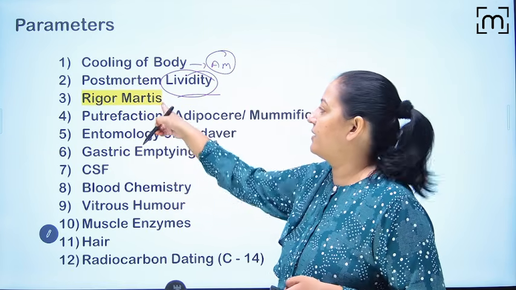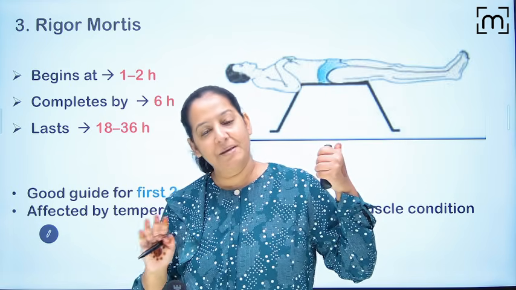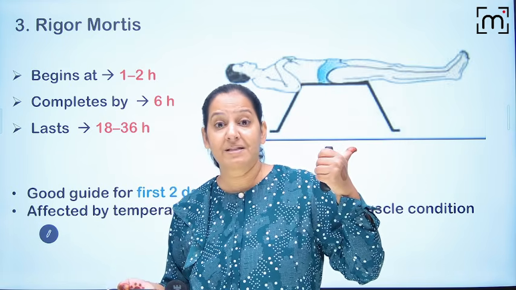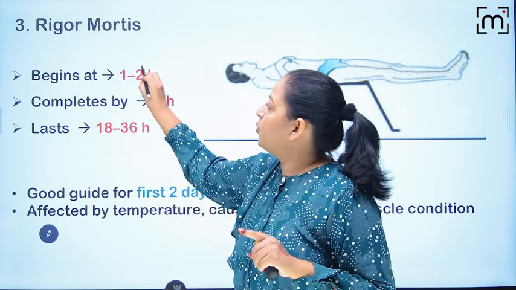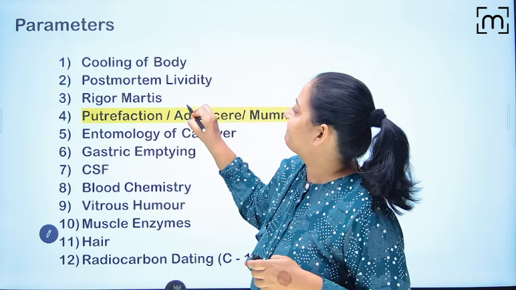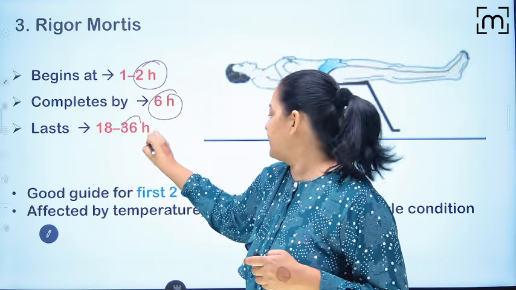Okay, and this one, rigor mortis. You know what is rigor mortis? I'm not teaching you rigor mortis. It is a parameter to tell PMI, postmortem interval. The rigidity in the dead body, you can see. It starts at 2 hours, it completes in 6 hours, and it lasts for 36 hours.